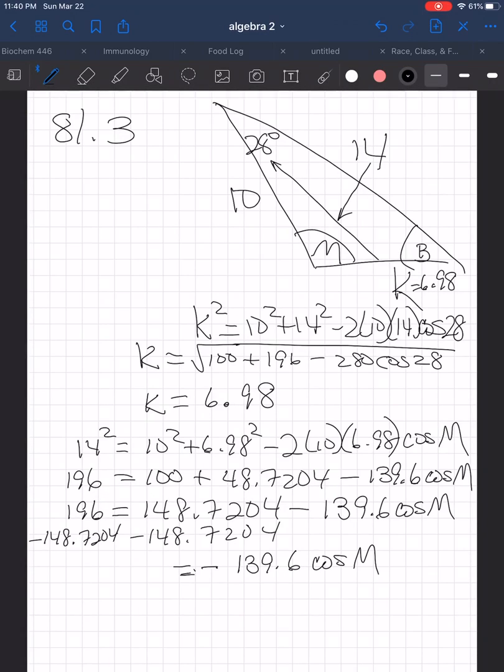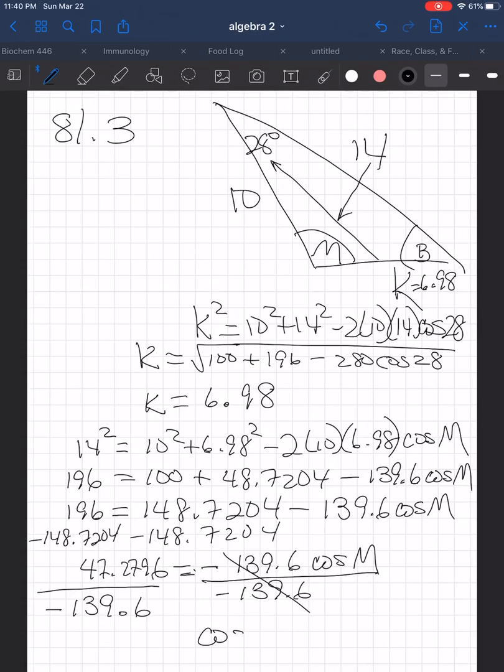Let's see. So 196 minus 48.7204 is 47.2796, and now we're going to divide both sides by what? Negative 139.6. So cosine of M is going to be equal to a negative number, which means that yes, that is an obtuse angle.